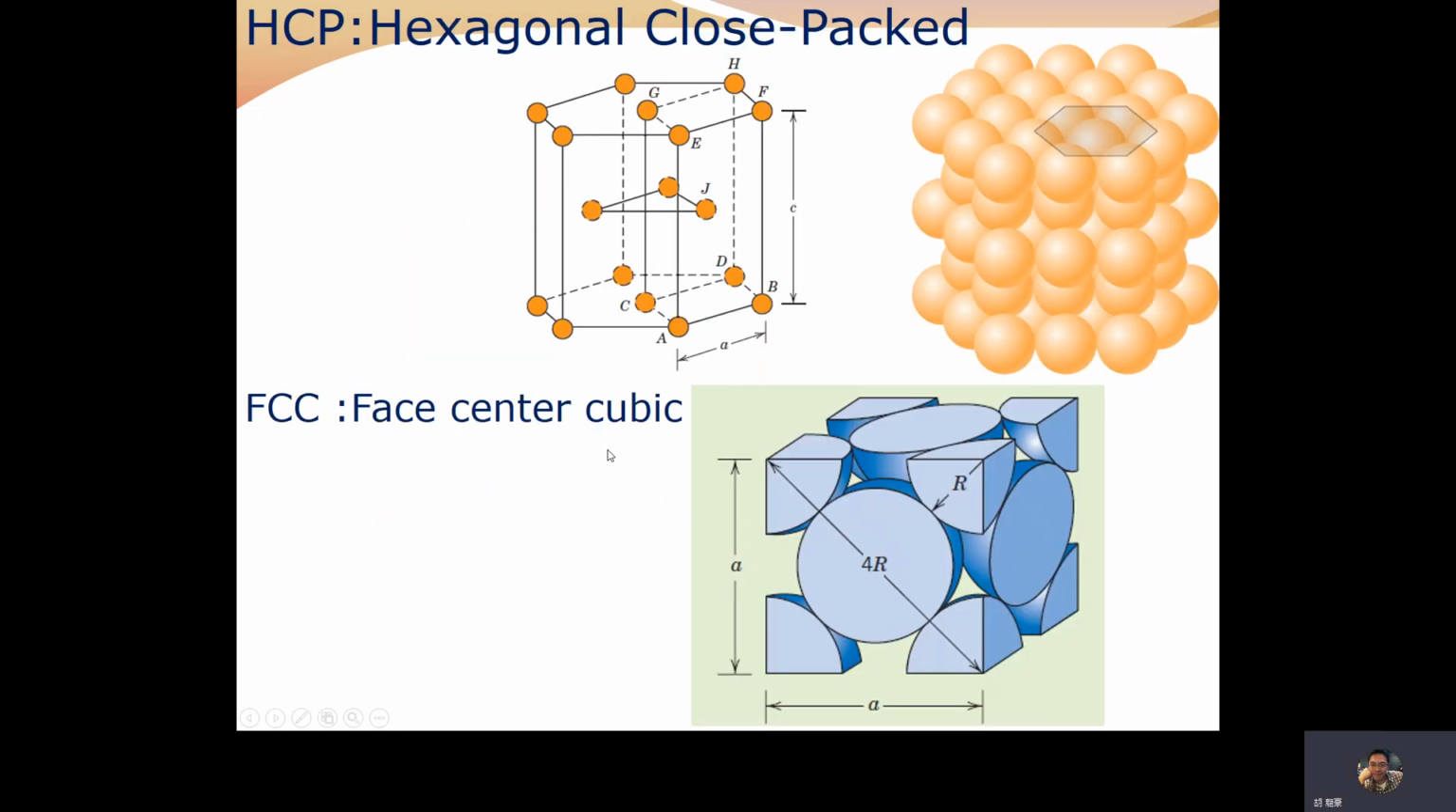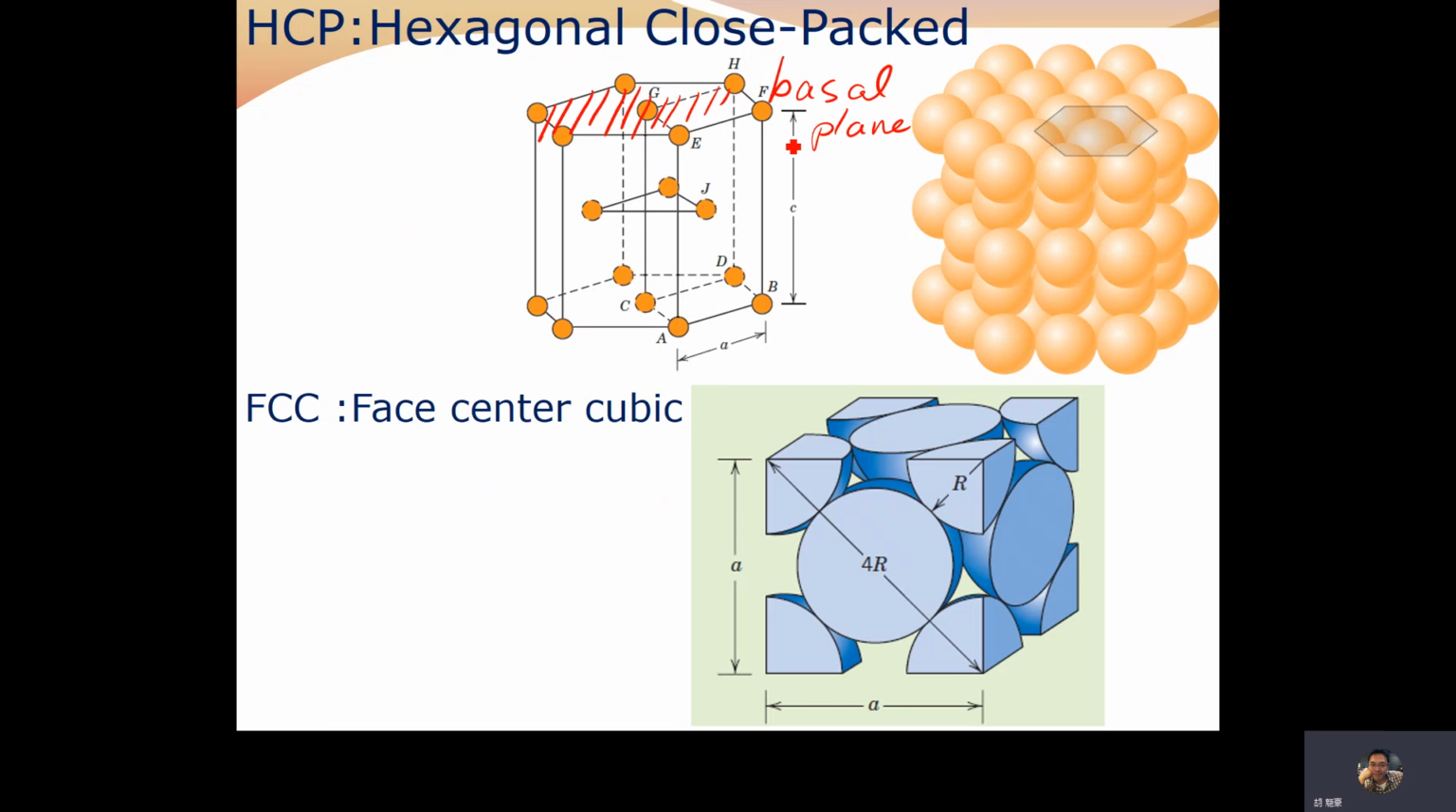And the second structure is called hexagonal close pack, HCP. Okay, it's called HCP. And this plane, we call it the basal plane.